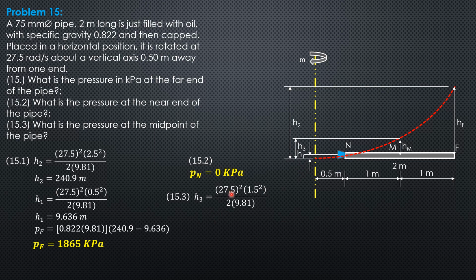So H3 is omega squared, 27.5 squared. The distance is 1.5, so 1.5 squared over 2g. So H sub 3 is 86.73 meters. So pressure at the midpoint is 0.822 times 9.81 times the quantity 86.73 minus 9.636. So pressure at the midpoint is 621.7 kilopascals. So that's it for this video.